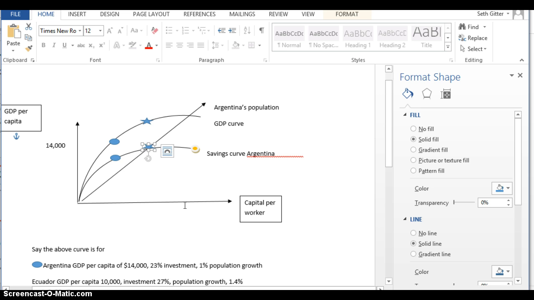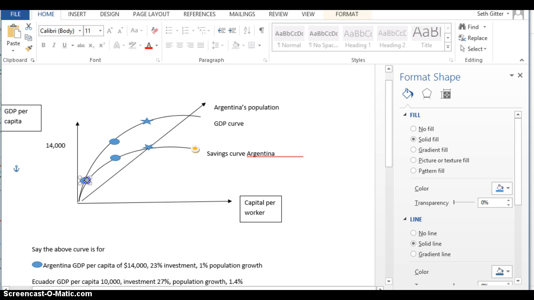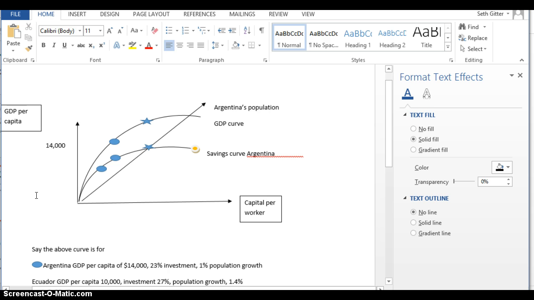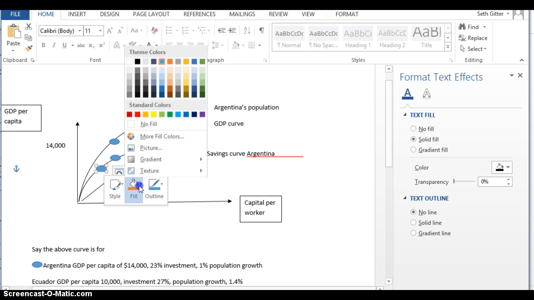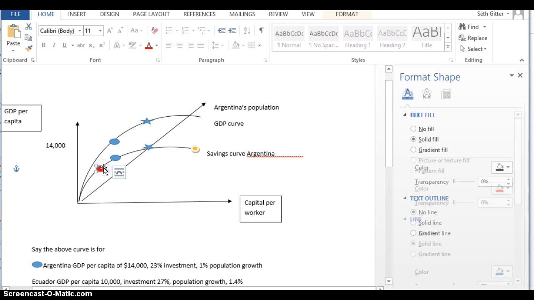All right, so then how are we going to compare Argentina to Ecuador? Well, the first thing we know about Ecuador is poor. So we're going to indicate that Ecuador only has a GDP per capita of $10,000. So I'm going to do everything for Ecuador in red. You'll notice what I did was I clicked on this blue circle and hit Control-C to copy it, and then I hit Control-V to paste it, and I created a new circle. But I want it to be for Ecuador, so I'm going to make Ecuador's lines in red.